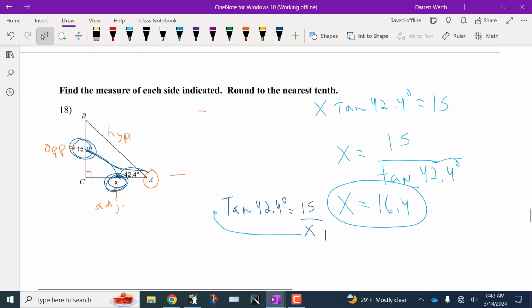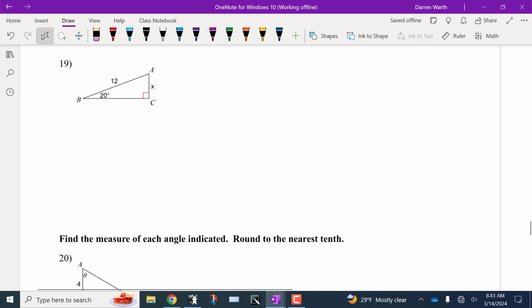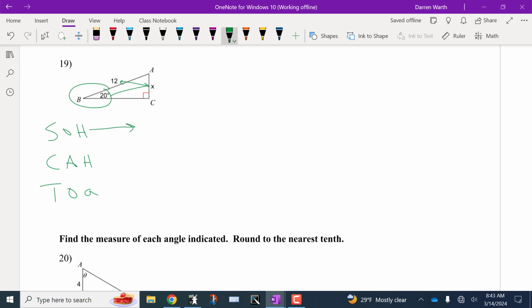Okay, on this next problem, still just working with my right triangle trigonometry. So remember, I'm still going to use my acronym. I'm going to use SOH, CAH, TOA. So now working from this angle right here, notice this angle is given to me. I notice that this is going to be opposite all over hypotenuse. So opposite over hypotenuse is your sine.